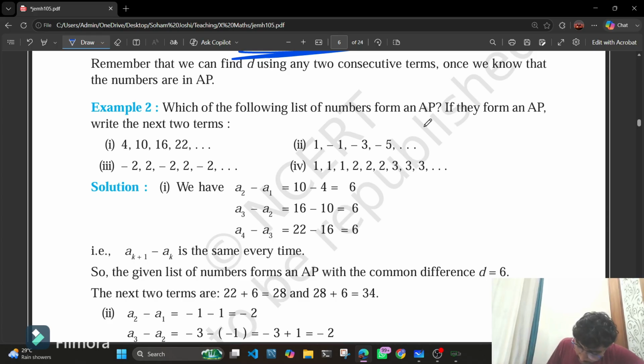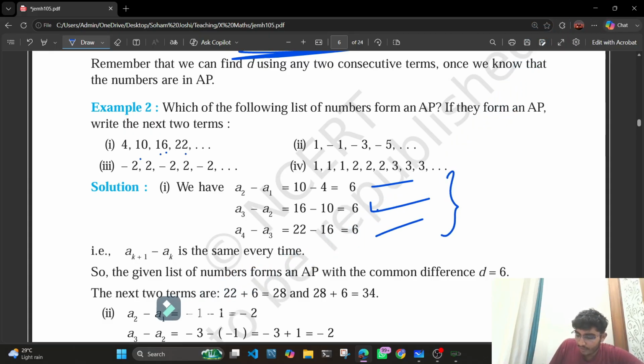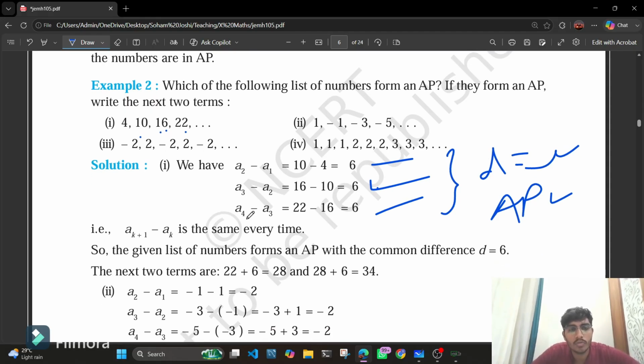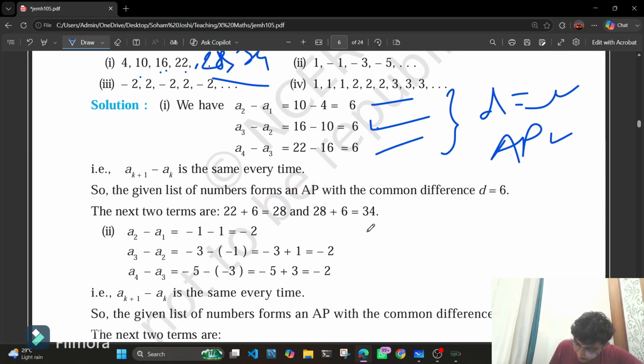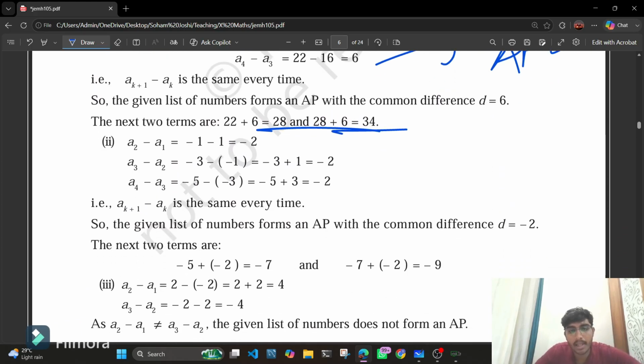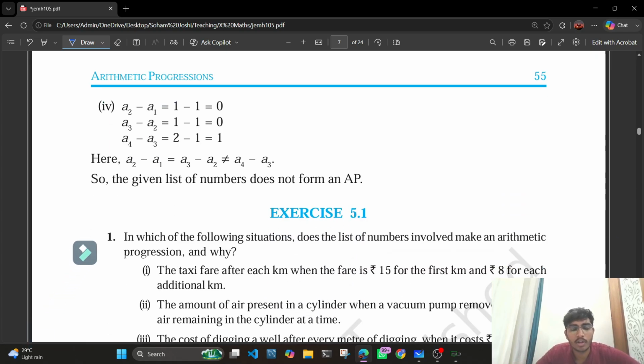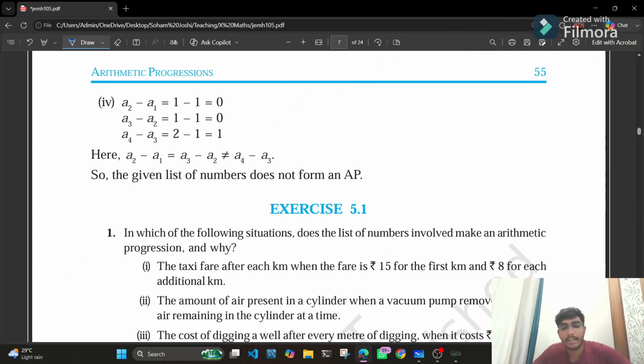For part 1, we'll check the common difference. 10 minus 4 is 6, 16 minus 10 is 6, and 22 minus 16 is 6. The common difference is constant, so yes, this is an AP. To get the next two terms, we just add the common difference to the last term. If I add 22 plus 6, I'll get 28. And if I add 6 to 28, then I'll get 34. So we have got the next two terms of the AP. Similarly, you can find the common difference and the first term for all of the other examples.